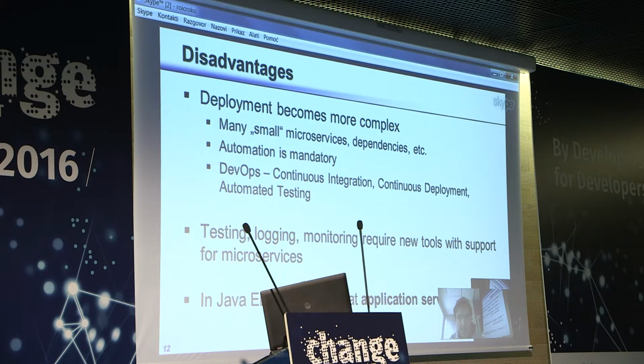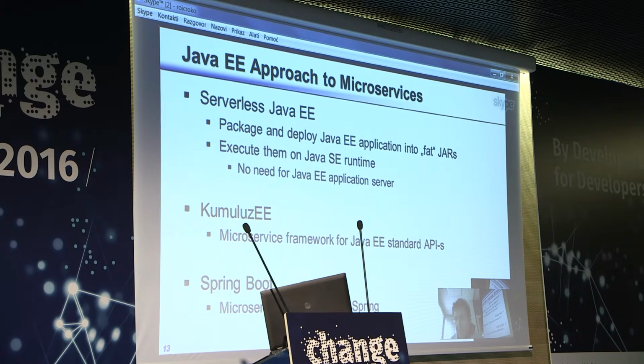Now, if we look specifically at Java Enterprise Edition, we have another problem. This is a problem of the fat application server. If we would need to have a whole application server in each process where a microservice would execute, this would be a disadvantage and would make things even more complex and somehow even deny the concept of microservices. Therefore, in the last year, we have seen a lot of development in this area.